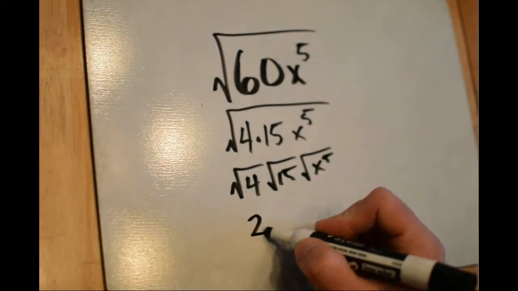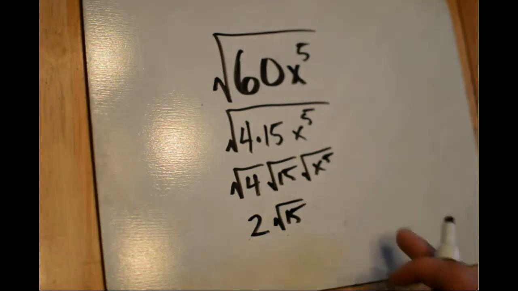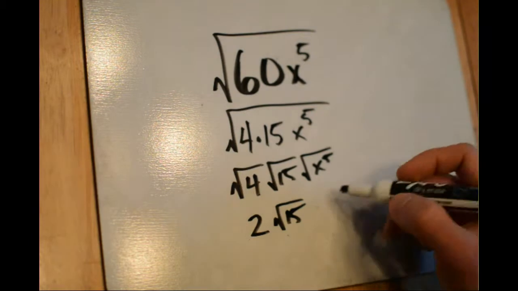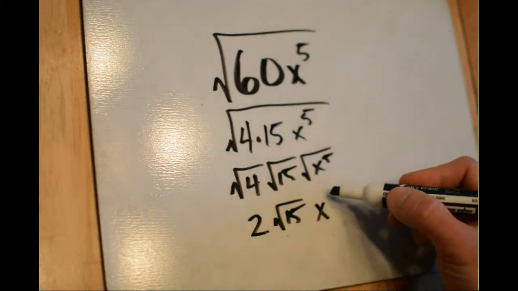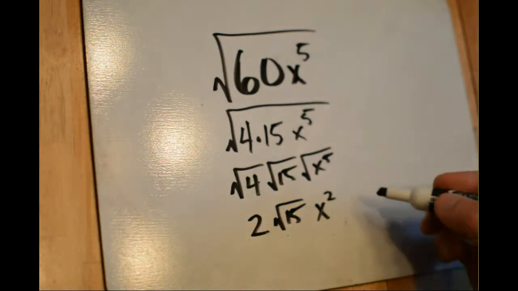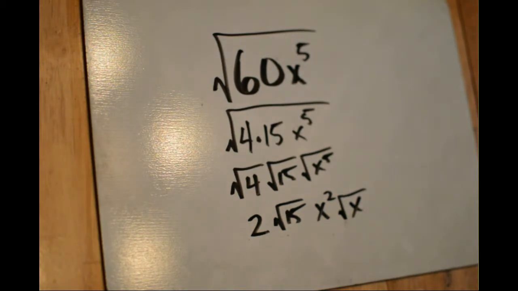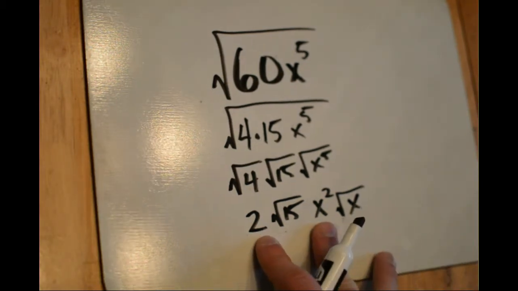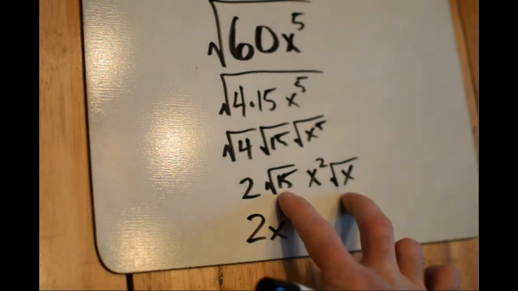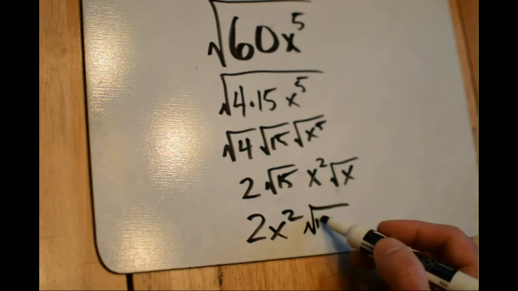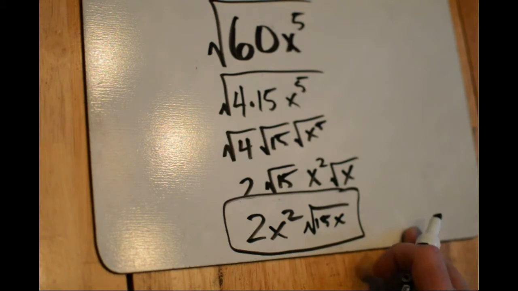The square root of 4 is 2, square root of 15 will stay square root of 15, and this one has a remainder, so we're going to have x, let's see, 5 divided by 2 is 2.5, so 2 remainder 1, so we have a power of 2, and there's still an x left over. Now these things are on the outside, so we can bring those together as 2x squared, and those are left on the inside, so we can bring those back together as one radical. So 2x squared times square root of 15x.